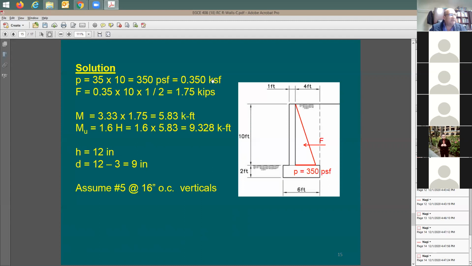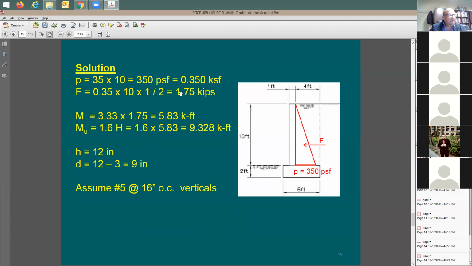I can put it also in KSF. How about the force? You remember the force is going to be the integration or the volume of this triangular distribution, meaning it's going to be equal to the height, 10 feet, multiplied by 350, divided by 2. Here it is. This is going to be the pressure, 350 or 0.35 KSF, times 10 feet, multiplied by 1/2.